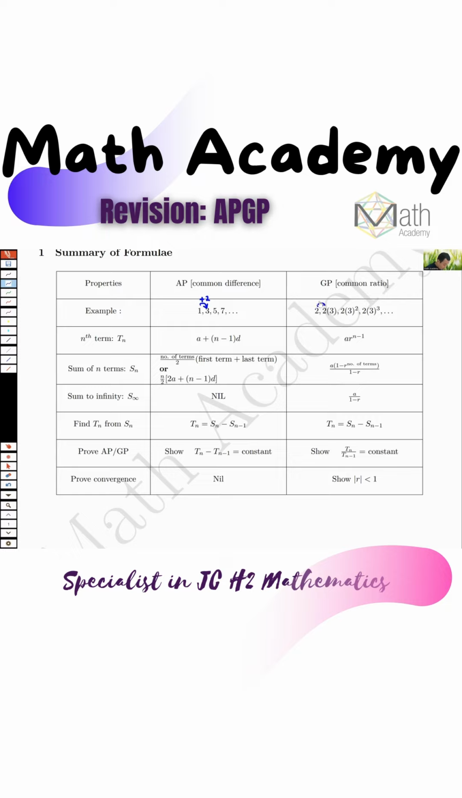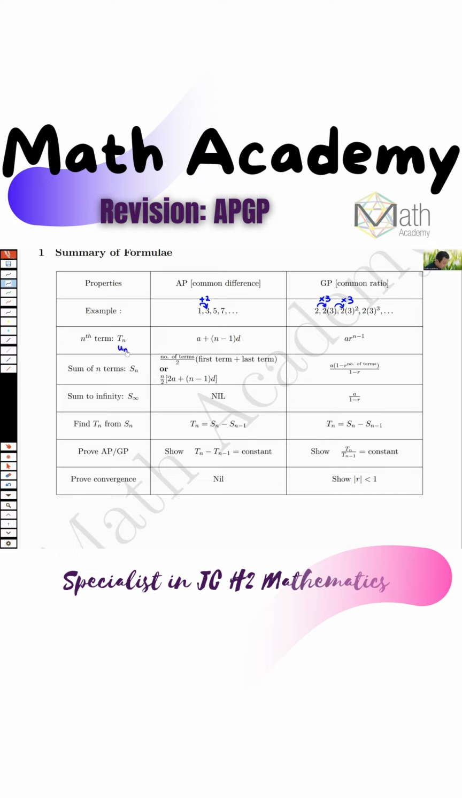GP is the one where you keep multiplying by a fixed ratio. So I keep multiplying by 3 to get to the next term. That's a geometric progression. Now, nth term formula, usually they state as a Tn or a Un.